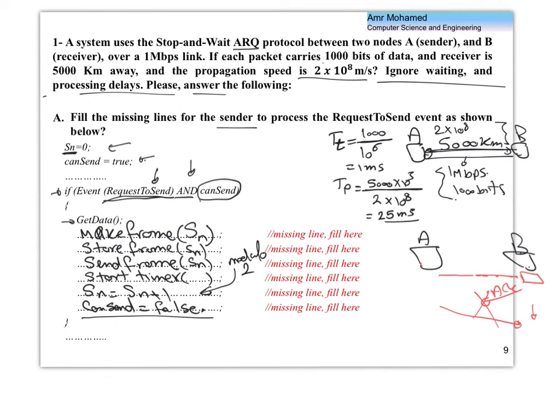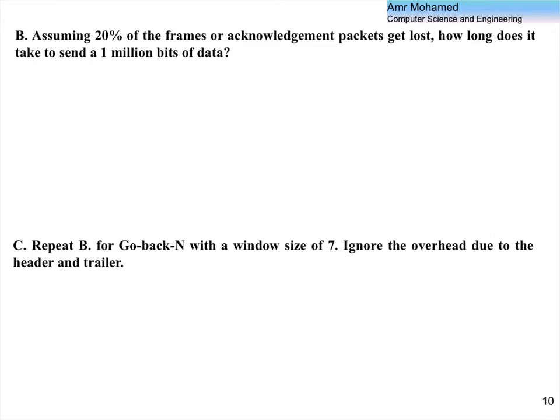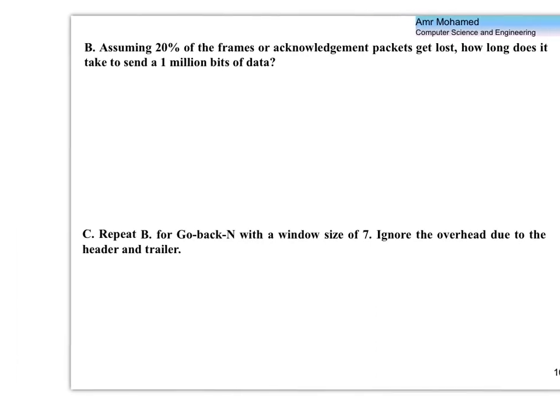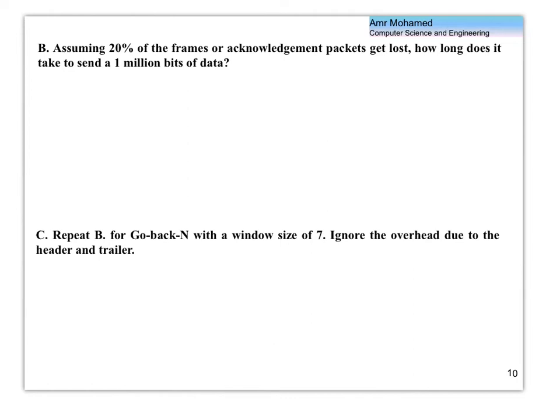Here, each frame has 1000 bits. The transmission time is 1 millisecond, and the propagation time is 25 milliseconds. Now, assuming that 20% of the frames or acknowledgement packets get lost. Remember, if the frame gets lost or the acknowledgement gets lost, for both cases I have to retransmit, I have no other way. We want to calculate how long it takes to send 1 million bits of data.